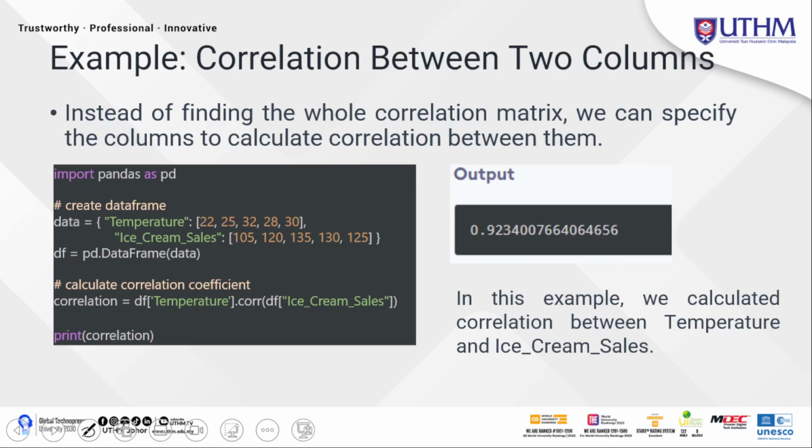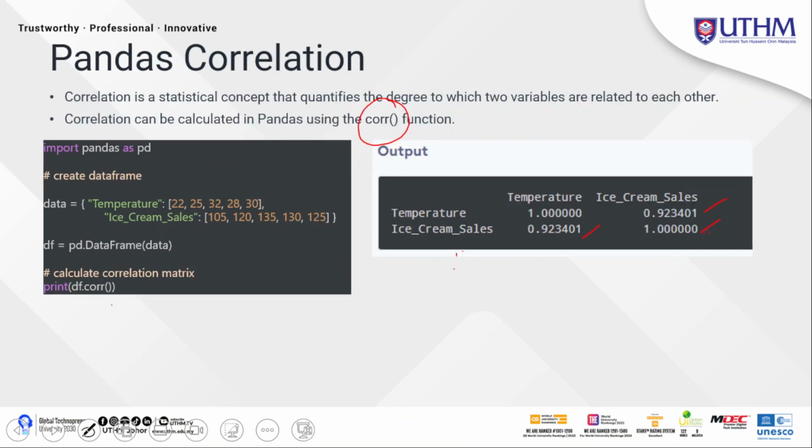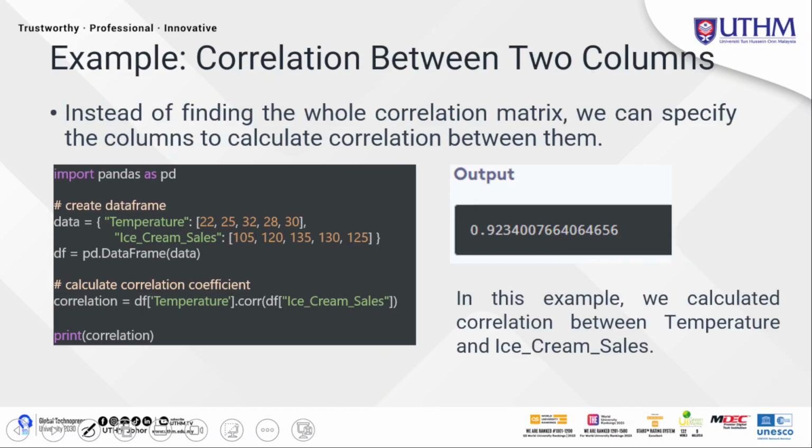Correlation between two columns. Instead of finding the whole correlation matrix, okay, this one is considered the whole correlation matrix. Okay, you can see it's a 2 by 2 matrix. Can you see? So instead of finding this, you actually can find only the single value. So what is the correlation value there? So instead of finding the whole correlation, we can specify columns to calculate correlation between them. So specific column, which means how to check correlation.